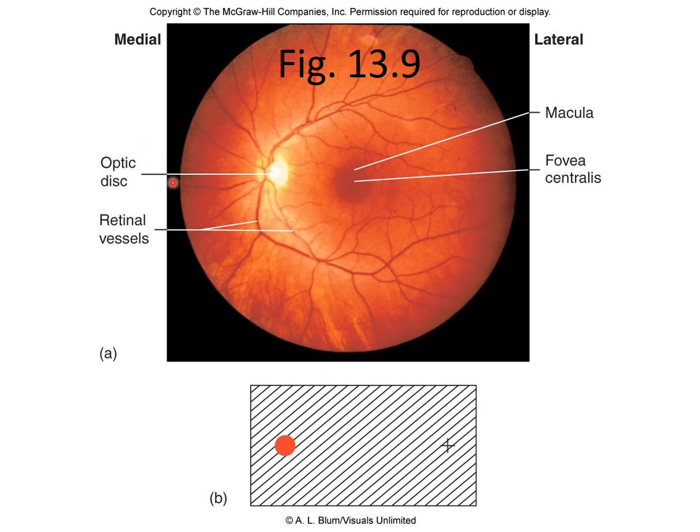This is actually the left eye because this is the medial side of the eye and the lateral side of the eye. On to the retina, we can observe the different blood vessels or the retinal vessels, your macula with its fovea centralis, and of course, the optic disc.